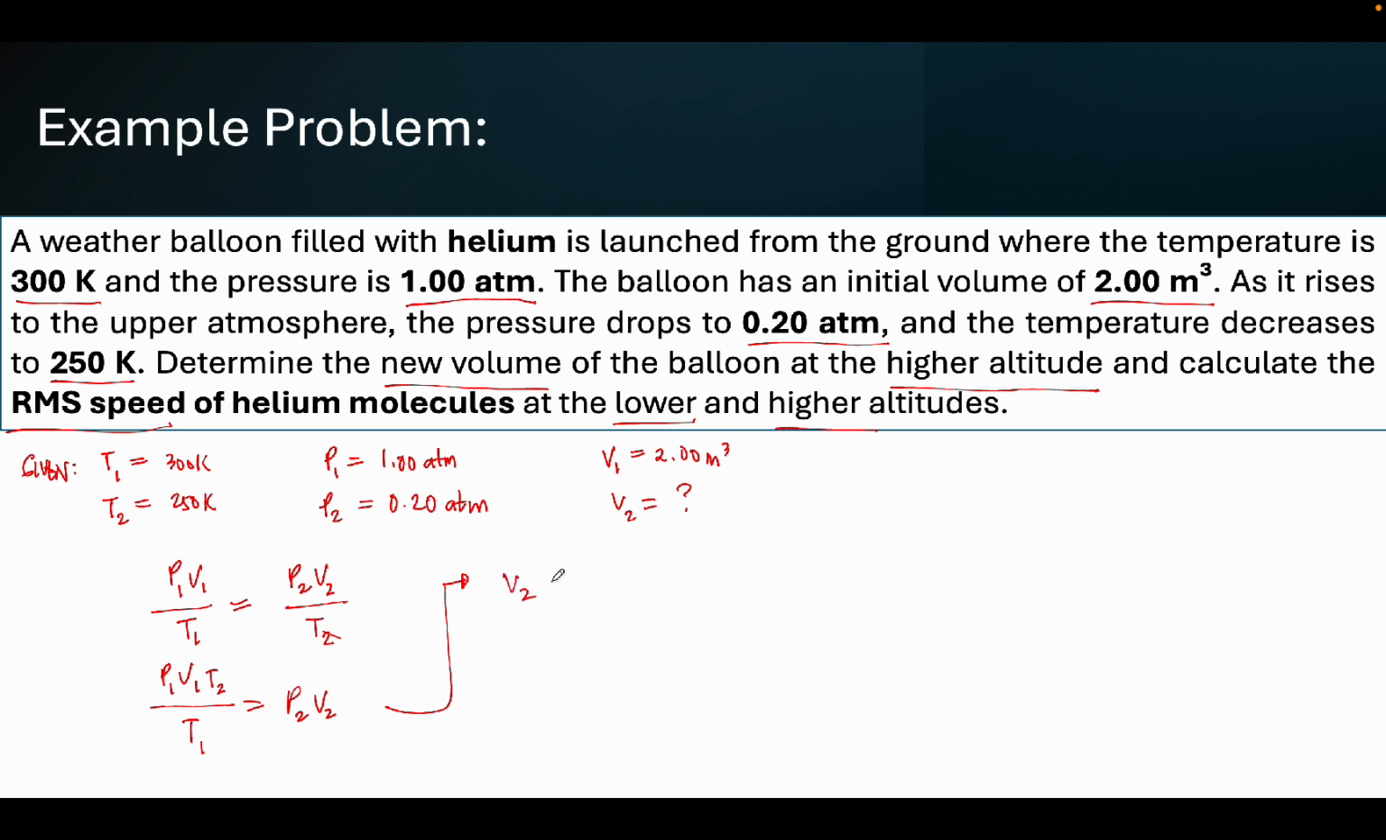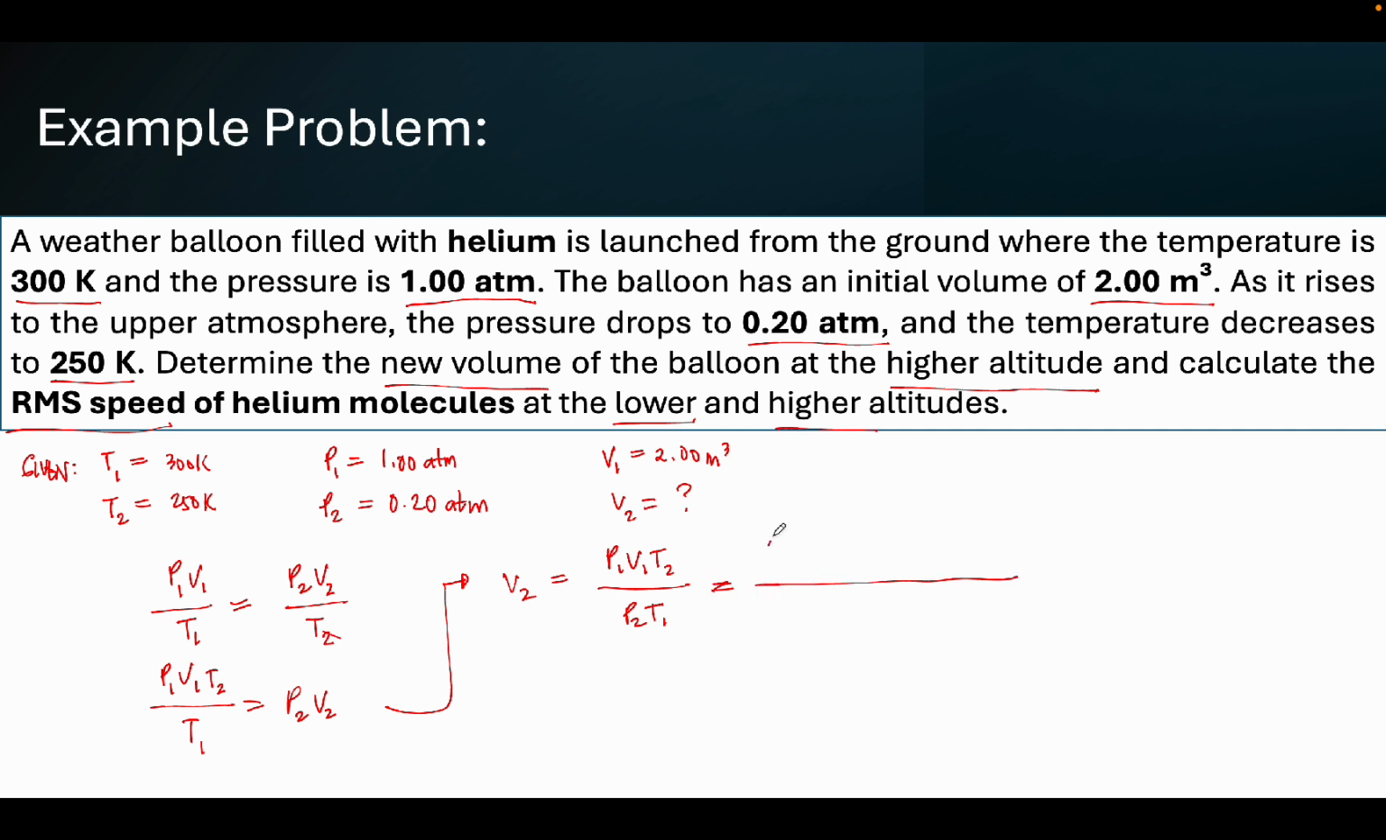So we have V2 is equal to P1 V1 T2 over P2 T1. Okay, so we have the values of P1, V1, T2, P2, and T1, so we can solve for the new volume, or the final volume. Okay, so let's plug in the values.